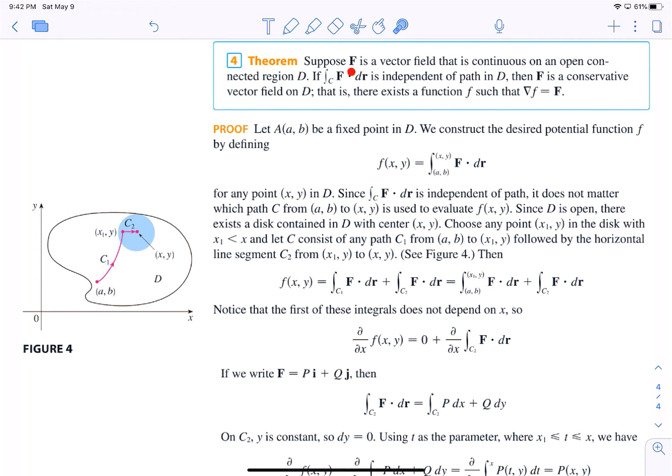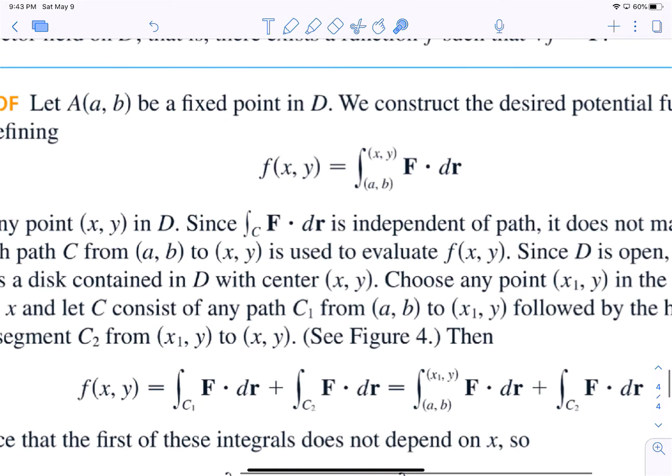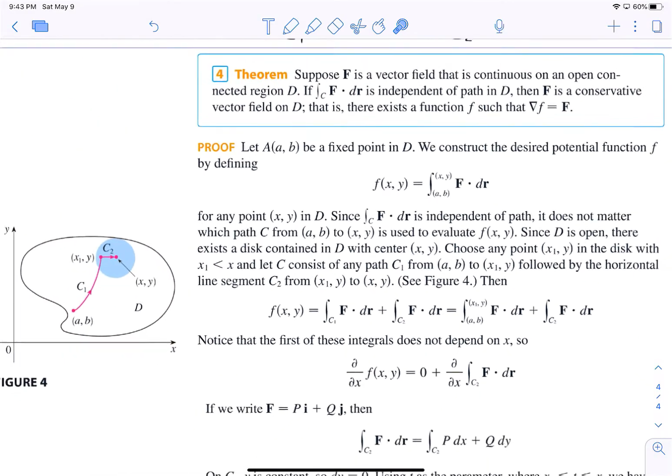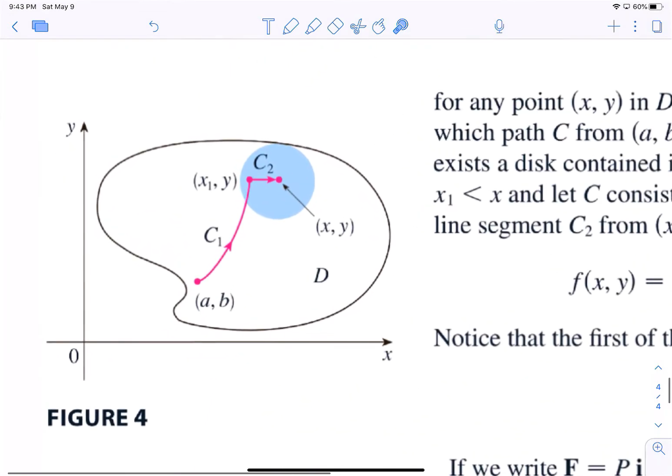If F is that continuous vector field, then if the line integral over C of F dot dr is independent of path in D, then F is a conservative vector field, and what that means is there exists a potential function lowercase f such that del f is equal to F, the conservative vector field. Now the way we go about doing this is we're going to define f of xy, the desired potential function, as the line integral of F dot dr, and we're going to go from AB, a fixed point, to a random point xy in our region D. And we're going to do this by taking two paths.